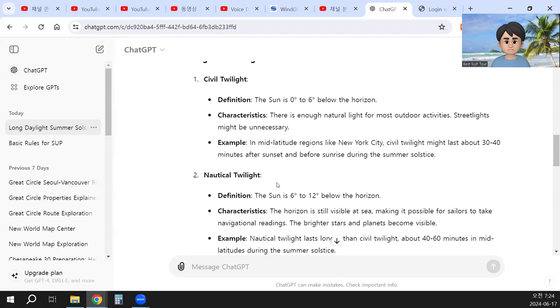Nautical twilight. Definition: the sun is 6 to 12 degrees below the horizon. The horizon is still visible at sea, making it possible for sailors to take navigation readings, and bright stars and planets become visible. For example, nautical twilight lasts longer than civil twilight, about 40 to 60 minutes in middle latitudes during the summer solstice.